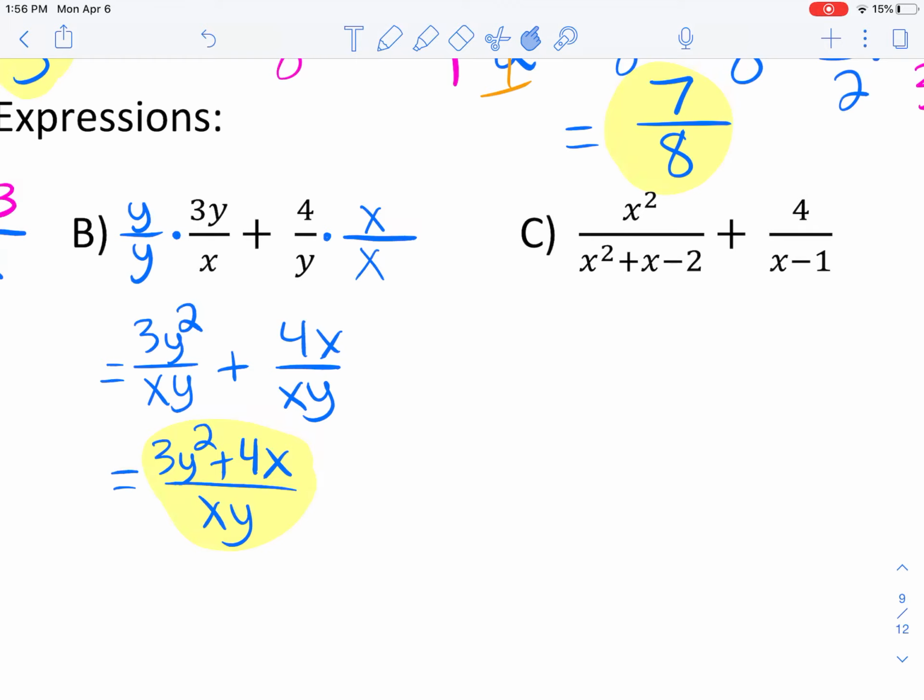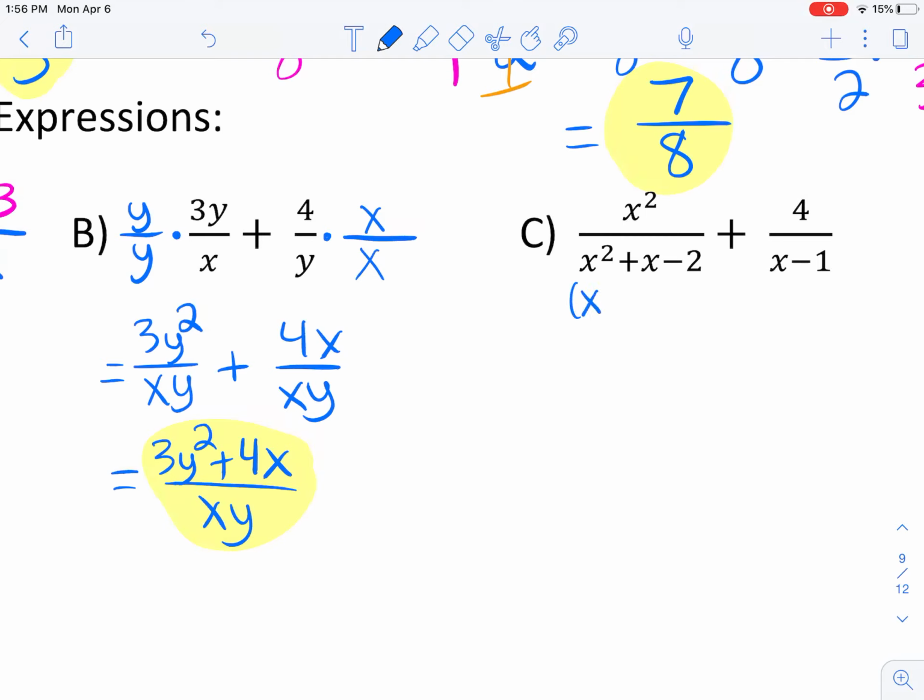Looking at C now, we have x squared over the quantity of x squared plus x minus 2, plus 4 over x minus 1. Anytime you have something like the denominator of x squared plus x minus 2, a lot of the times it's helpful to try and factor that, and you'll see why in just a second.